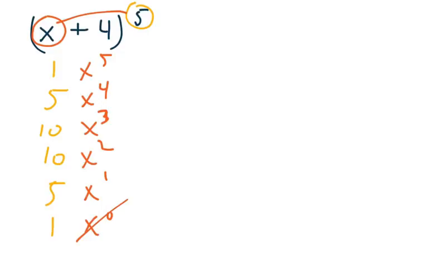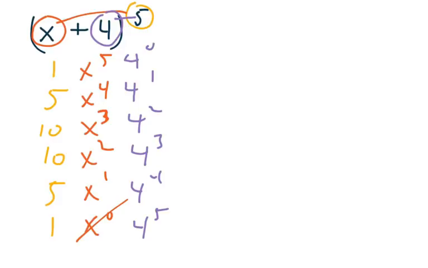Now here's the only thing that stinks. Sometimes it helps to have a calculator do these, by the way. But the 4 will also have a 5 power on it. And it's going to go the reverse way. It's going to be 4 to the 0, 4 to the 1, 4 to the 2, 4 to the 3, 4 to the 4, and finally 4 to the 5. Putting it all together, that's going to be just simply x to the 5.